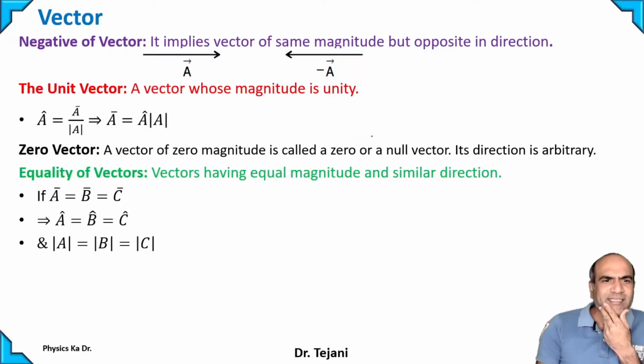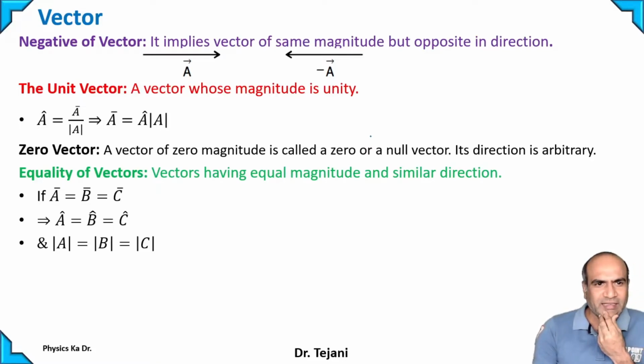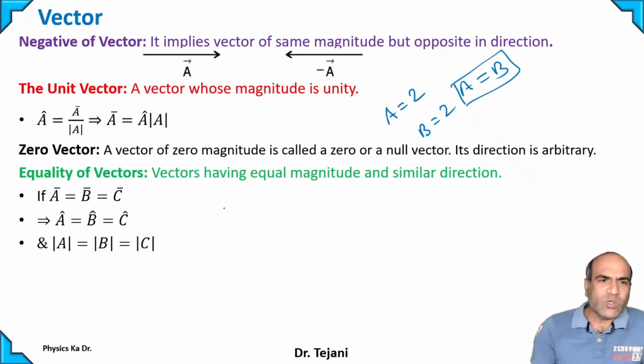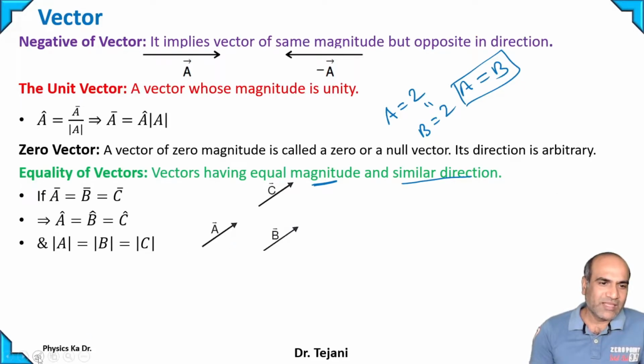Next is equality of vectors. When can we say vectors are equal? We can say if a is equal to 2, b is equal to 2, then we can say A is equal to B, in terms of scalars. But what about vectors? In case of vectors, you need two things. One is that magnitude should be equal, as we have seen here, and as well it should have a similar direction. There is no change in direction permitted.